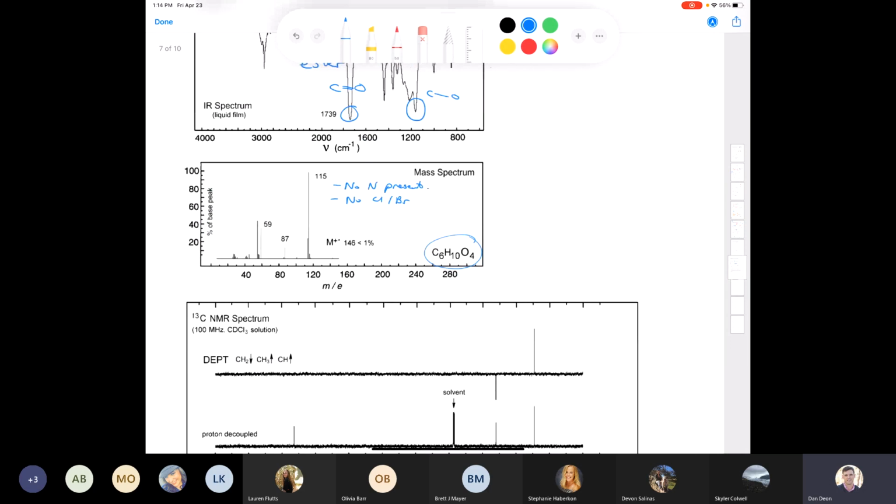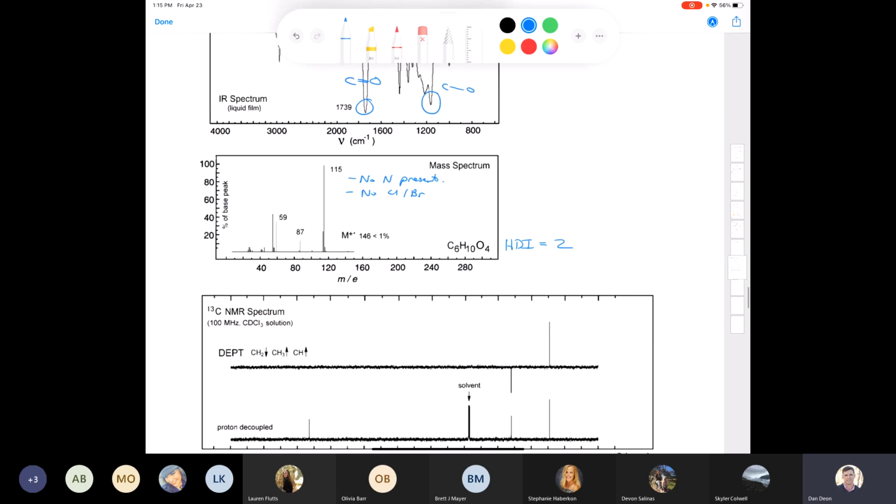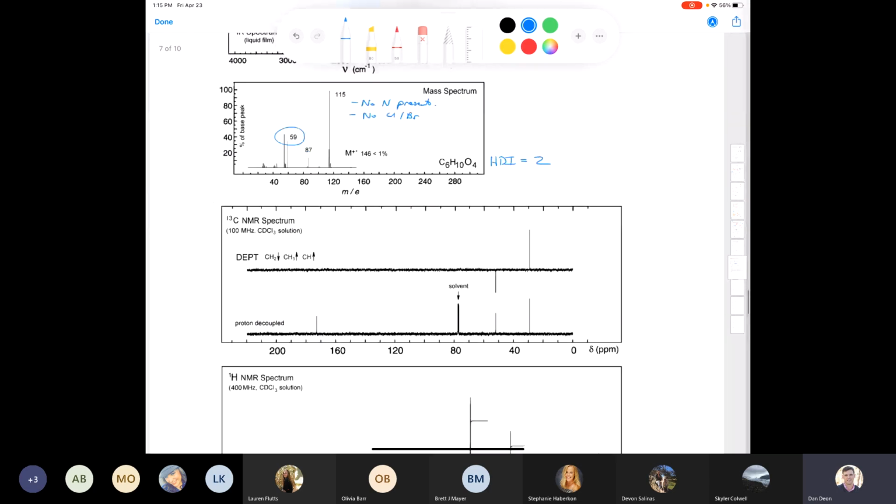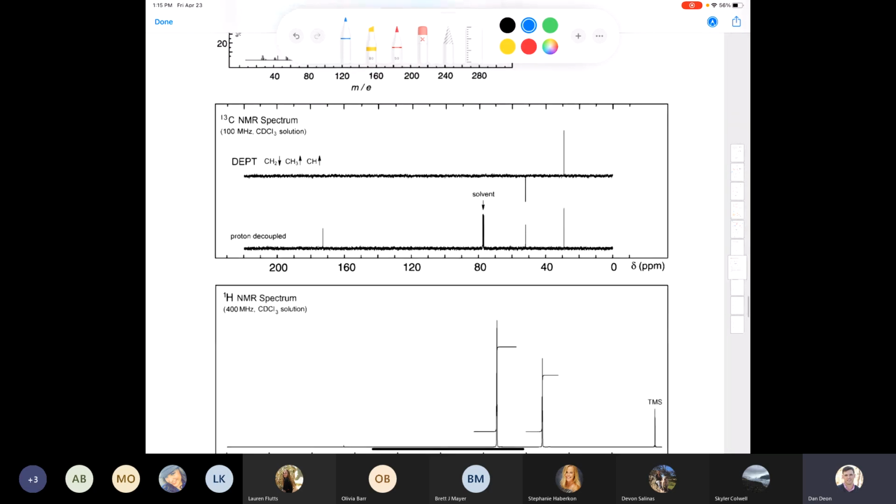Let's go ahead and calculate the HDI. We've got an HDI equal to 2, so we've got 2 units of unsaturation. At least one of them is a carbonyl. For the fragments, we've got a fragment at 59 and a fragment at 87. I don't think I ever went over a 59 fragment. If you look in our lab textbook, I bet you could find it, but let's move on from there. Let's take a look at our carbon spectrum.